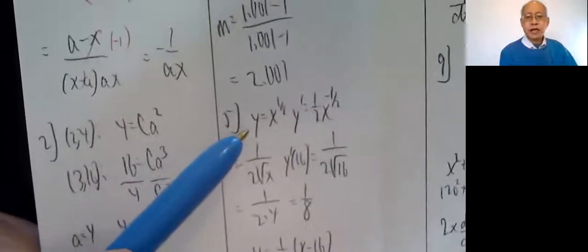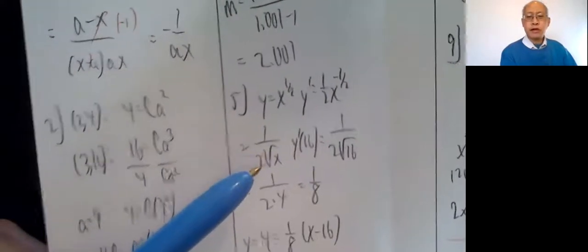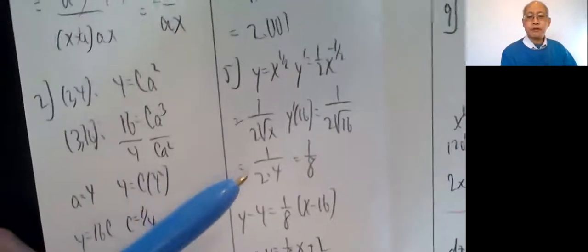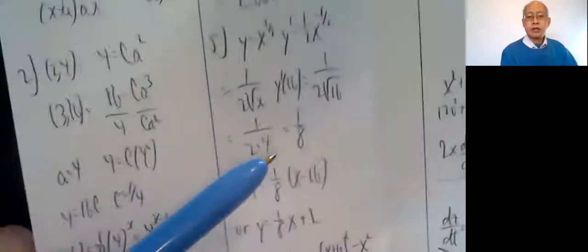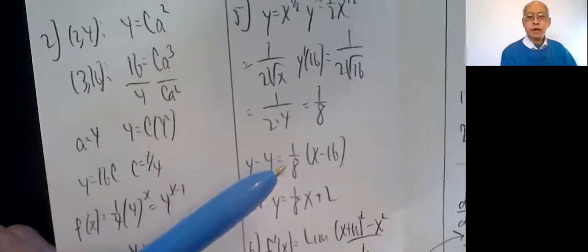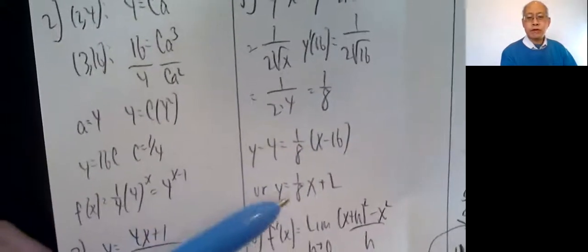Number 5: y equals x to the half. The derivative is 1/2 x to the negative half, which is 1 over 2 radical x. Plug in 16: 1 over 2 radical 16, 1 over 2 times 4, or 1/8. So the equation of the tangent line: y minus y1, 4, equals m, 1/8, times x minus x1, 16. Or you can clean it up: y equals 1/8 x plus 2.